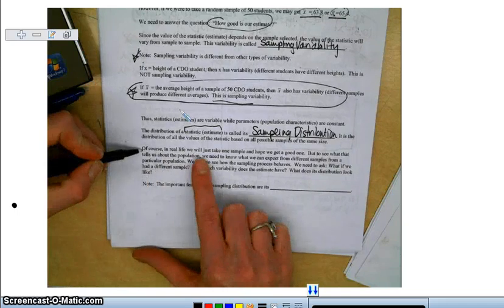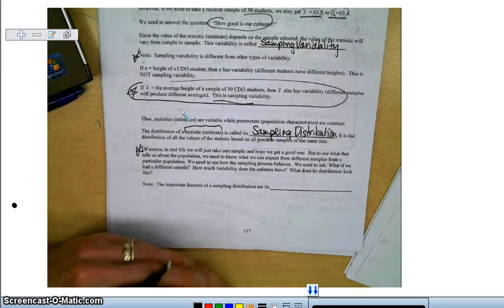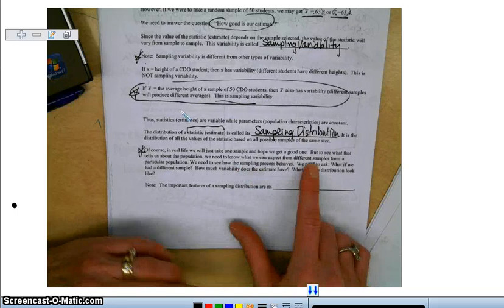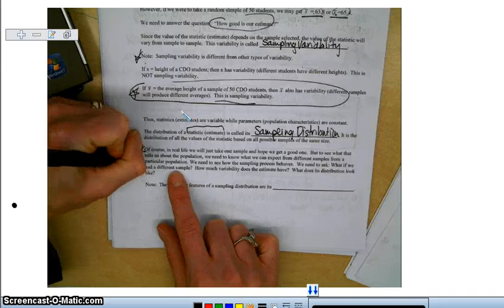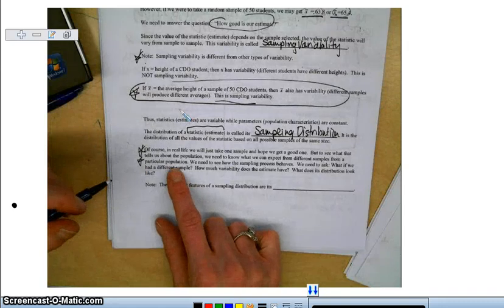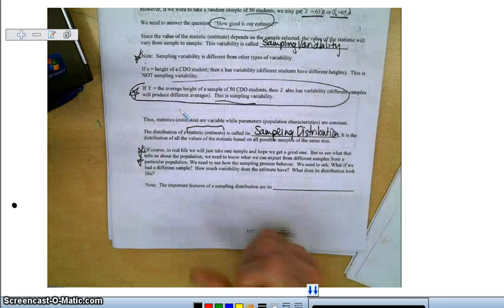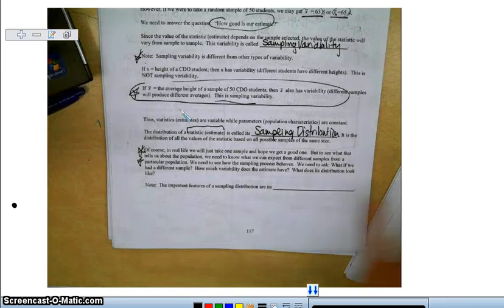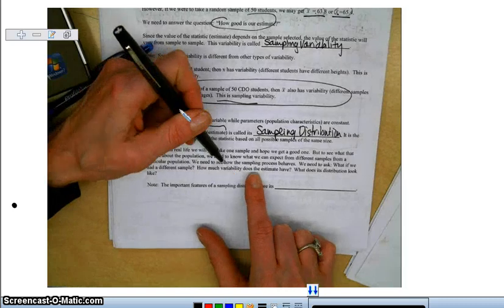So in real life, we just take one sample and hope we get a good one. But to see what that tells us about the population, we need to know what we can expect from different samples from a particular population. Statisticians have already explored what happens when you take repeated sampling of the same population, and we're going to look at some of that in the coming days. So we need to see how the sampling process behaves.